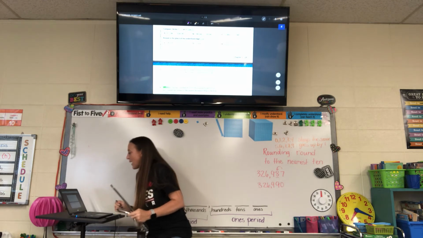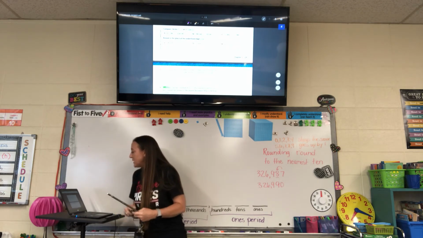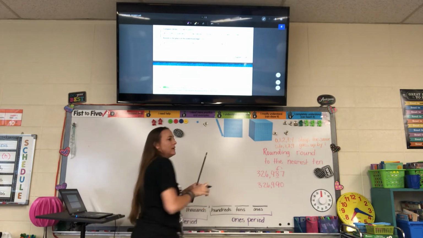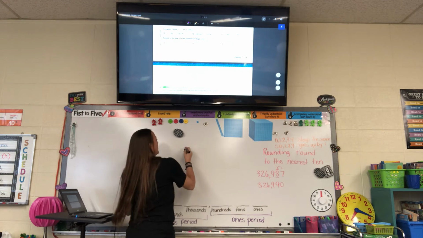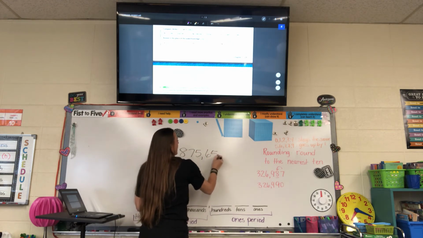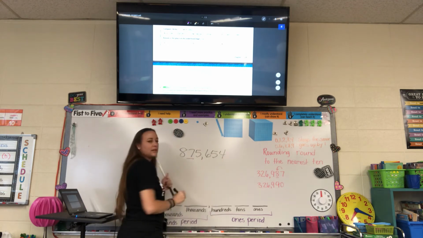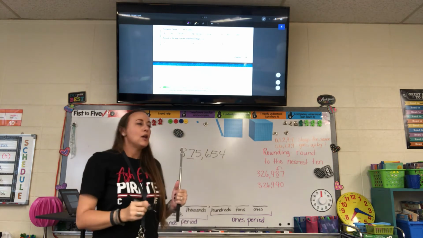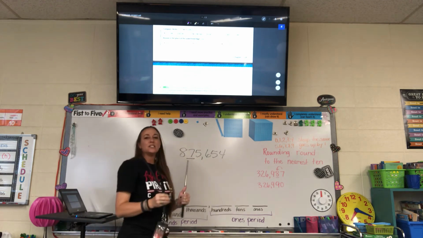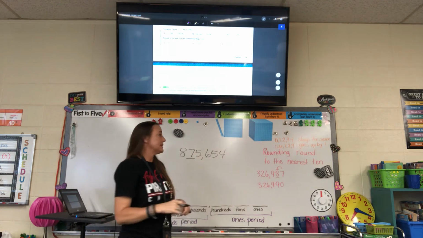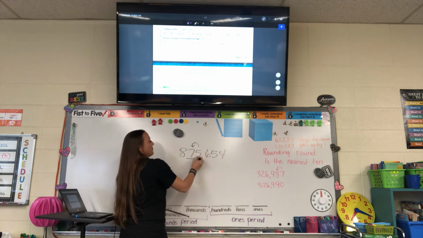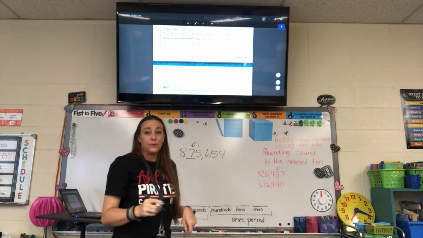And then we have round to the place of the underlined digit. So here's how you round. If you have the number 875,654 and the 7 is underlined, okay? What you're going to do is, that says you're rounding to the 10,000s place, okay? So you look to the number to the right. The right number is the boss number.